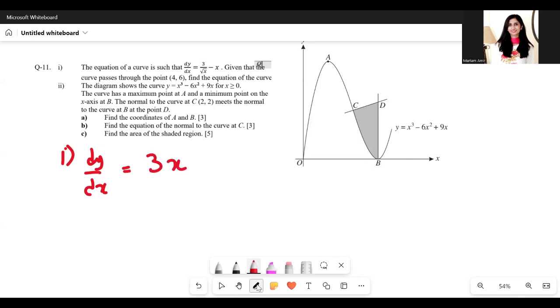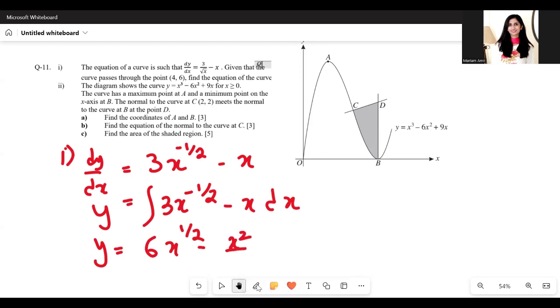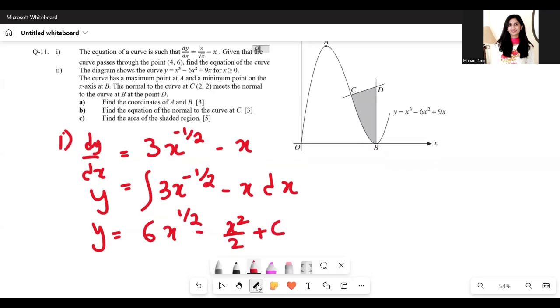I'm rewriting the equation as 3x power negative half minus x. Now we're going to integrate this, 3x power negative half minus x dx, and the left-hand side becomes y once you integrate it. So y equals 3x power minus half plus 1 would be half, and we get a half over here. This I'm going to simplify as 6 because 3 upon half is 6. So there's a 6 here, minus x squared upon 2, and plus c. Remember the plus c, the constant of integration.